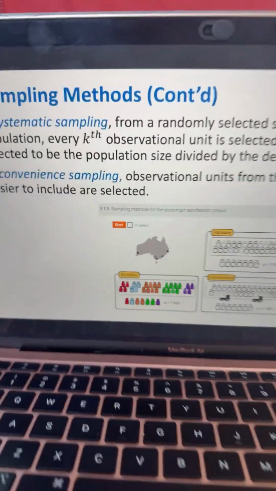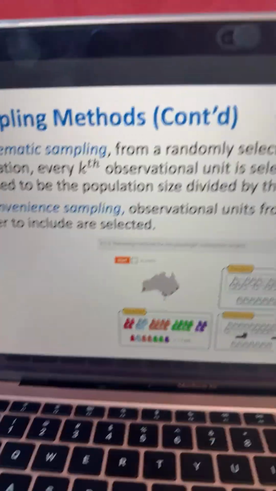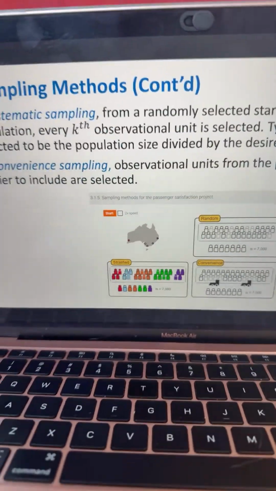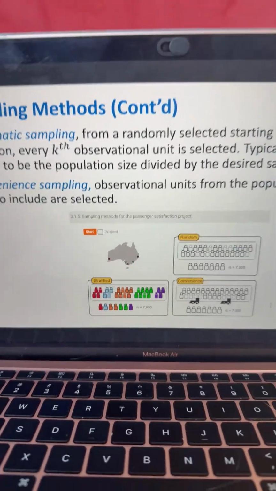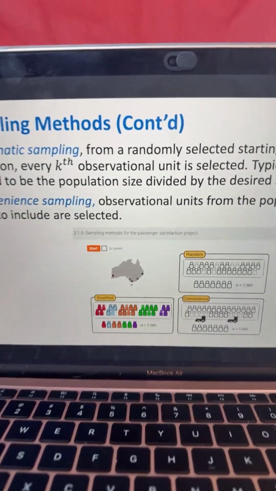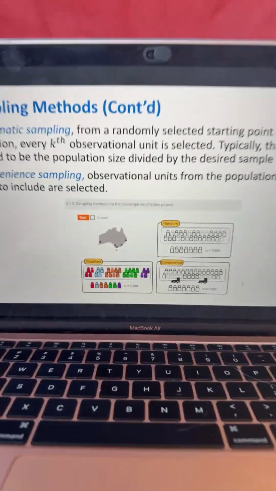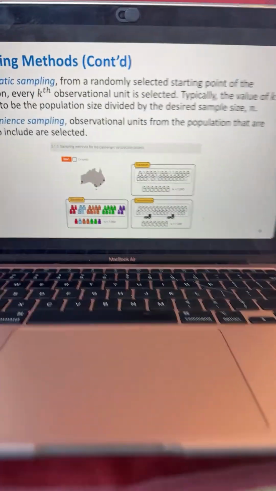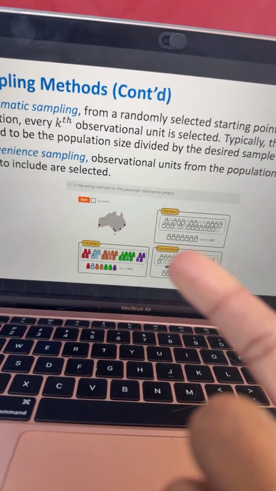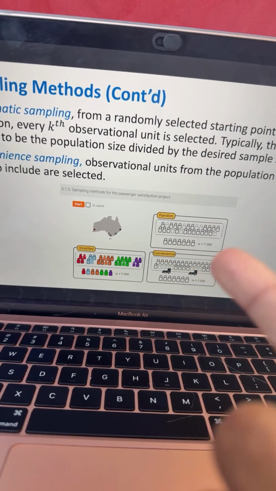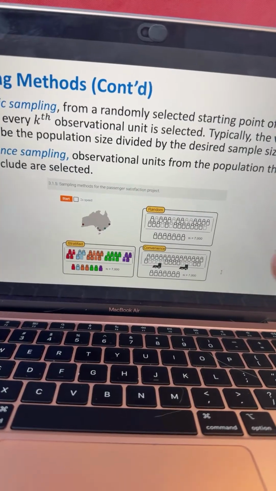Okay? And then the other sampling methods are systematic sampling and convenience sampling. So whoever comes first, first served, that's convenience. So that makes sense. In systematic sampling, from a randomly selected starting point of the population, every kth observational unit is selected. Typically, the value of k is selected to be the population size divided by the desired sample size n. So the kth person, typically the value of k is selected to be the population size divided by the desired sample size.